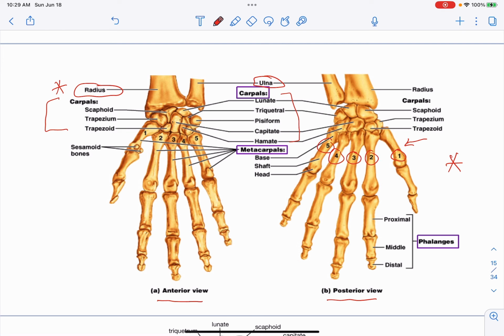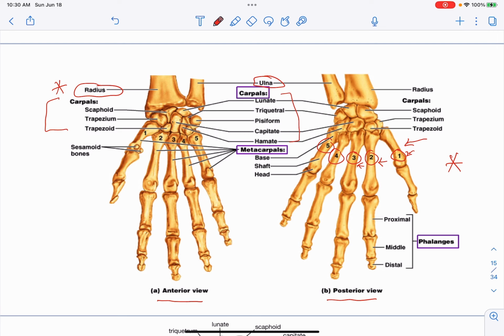The thumb is always number 1. So if I labeled any of these metacarpals on a practical, you would need to tell me what number it is too. So this would be the first metacarpal, second metacarpal, third metacarpal, and so forth. Okay, so that's how they're numbered and labeled. Those are the metacarpals. Let's then talk about the phalanges. So these are the digits, your fingers. They are also numbered the same way, okay?